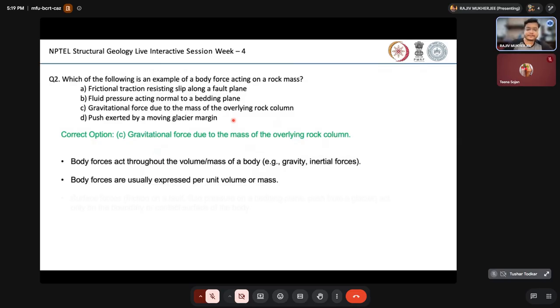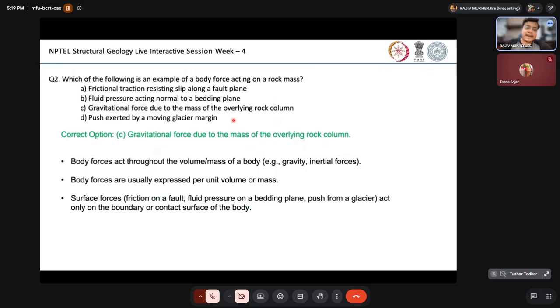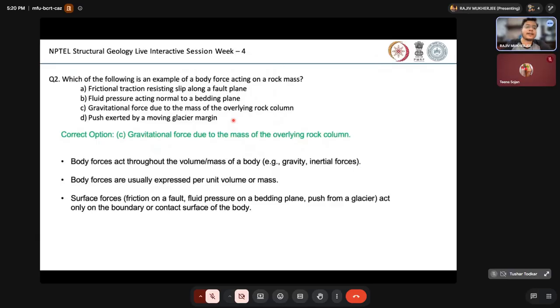But on the other hand, surface forces like friction on a fault, or fluid pressure on a bedding plane, or push from a glacier, whatever these are, they act only on the boundary or the contact surface of the body. So that is very different from anything that is a body force. Surface forces are heavily dependent on the orientation with respect to the plane of the force that is being applied, right?